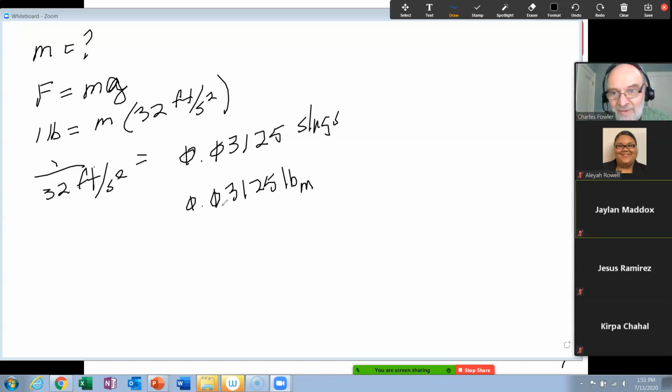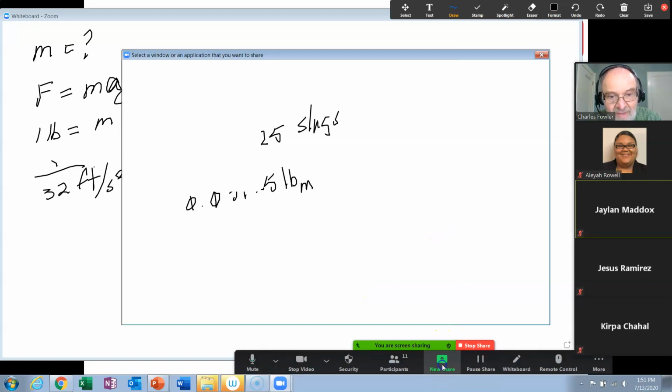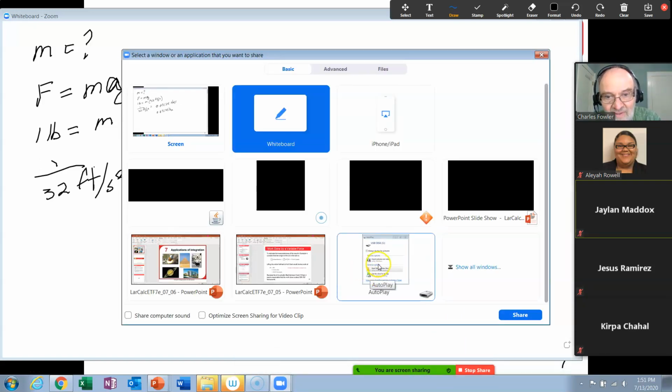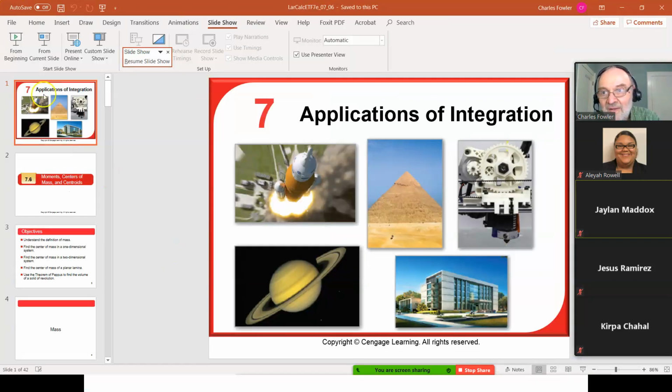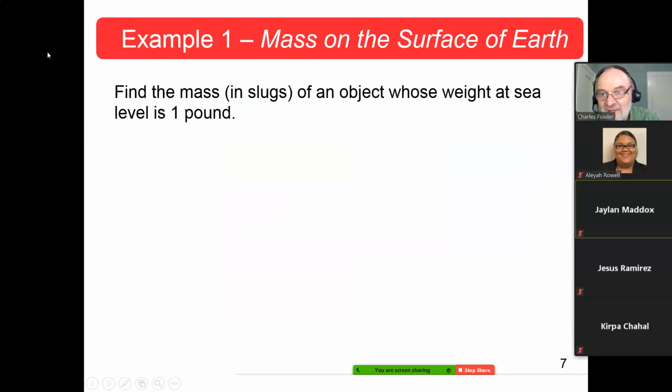Most of the time we don't even use slugs or any kind of mass unit in the U.S. customary system. Okay, let's go back to the text. 7.6. Go back to current slide. Here we go. So let's see how they do it.